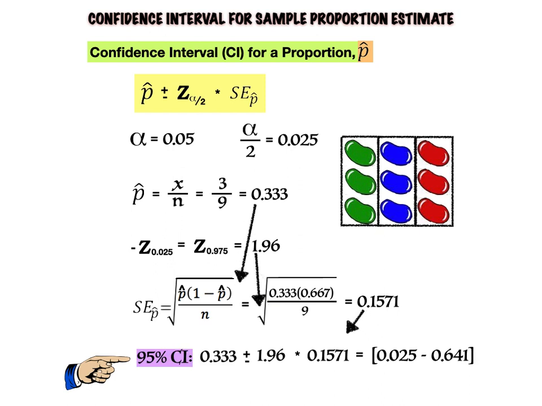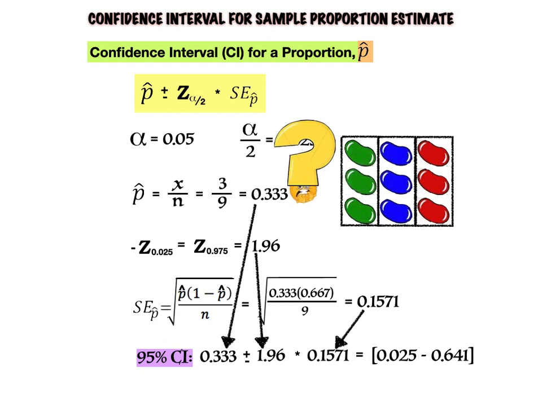Okay, what's that give us? A 95% confidence interval from 0.025 to 0.641. We can say that we are 95% confident that the true proportion of green jelly beans is between 2.5% to 64.1%. Does that fill you with confidence that you are getting 1/3 green jelly beans? No, me neither. So obviously a sample of 9 beans is too small. We need to take a larger sample, but how much larger?